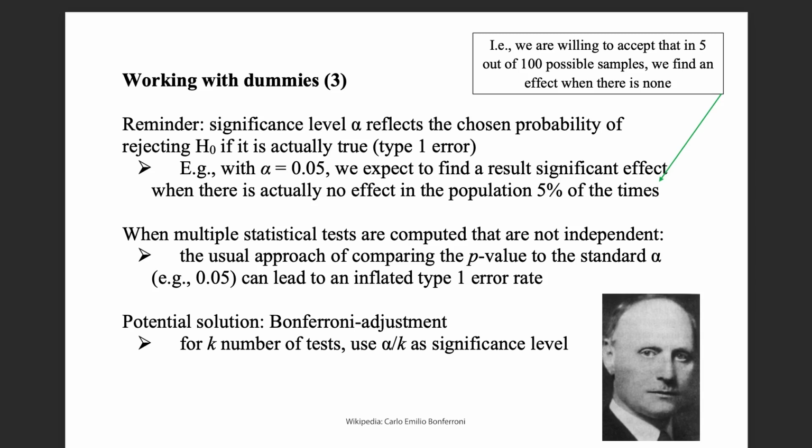Remember, for each additional test, you're basically doubling the type 1 error rate. So the logic is, well, then just divide your alpha level by the number of tests that you're doing to bring it back down to the level where it's supposed to be.